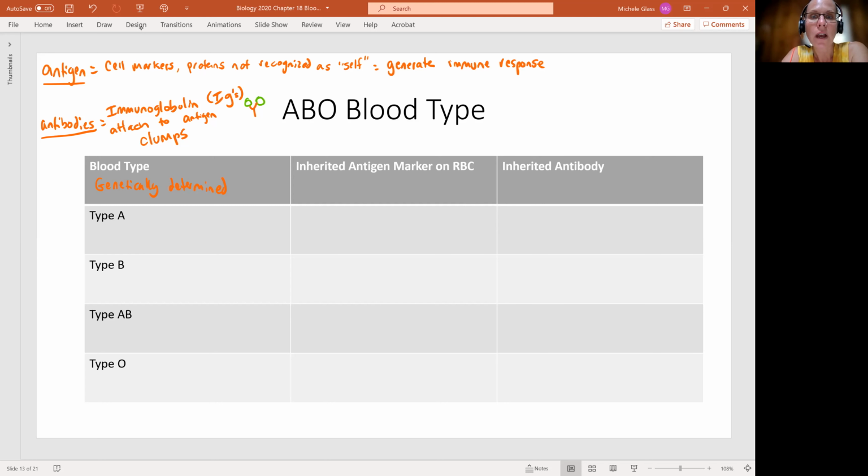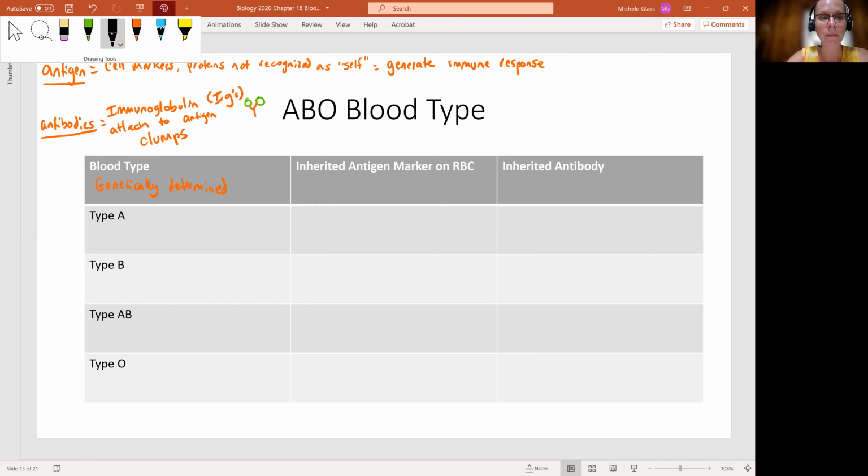Okay. And so I've constructed here a table. We've got 3 columns, and then you have 4 blood types in the header, so we have 5 rows. In the first column, the heading is blood type, and underneath that I have type A, type B, type AB, and type O. The second column is the inherited antigen marker that's actually on the red blood cell. And then the last column is the inherited antibody.